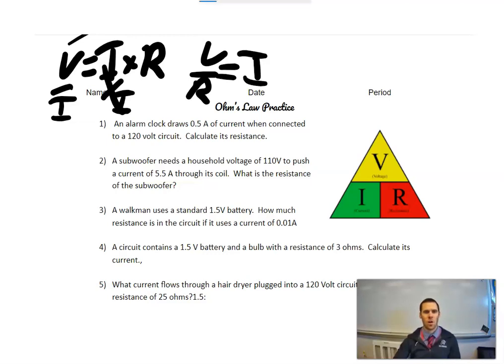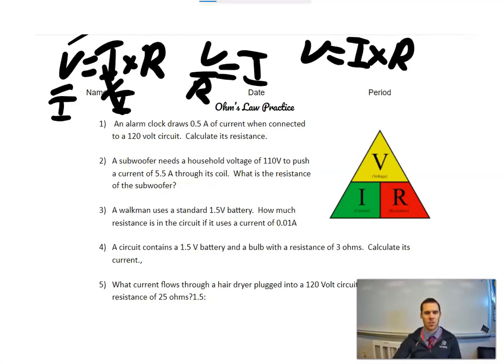So those are really the three ways. V over I is equal to R, V over R is equal to I, and then finally you got V, just like we initially did. V for volts, voltage, I for current, and then resistance. Okay, so let's work on number one.